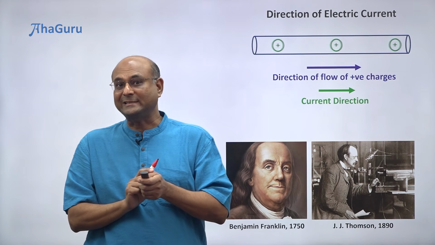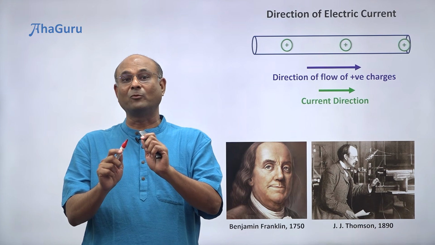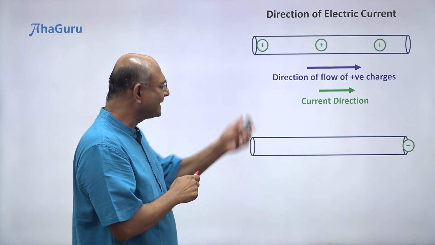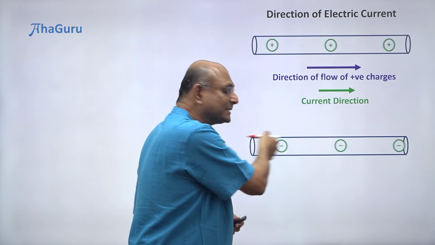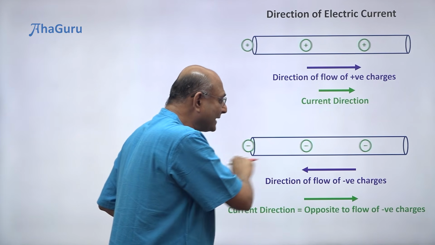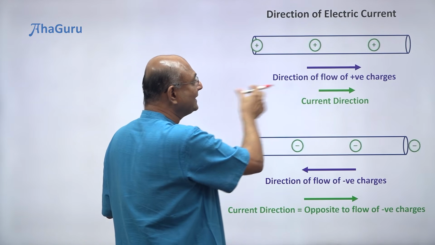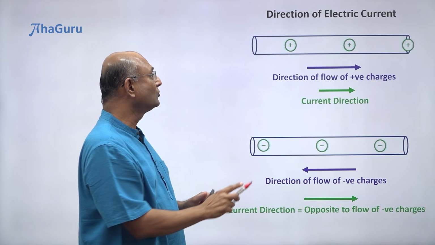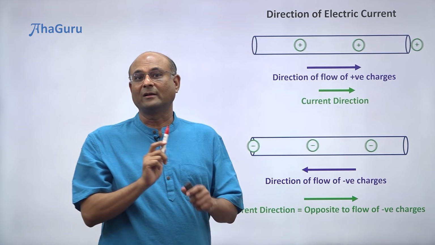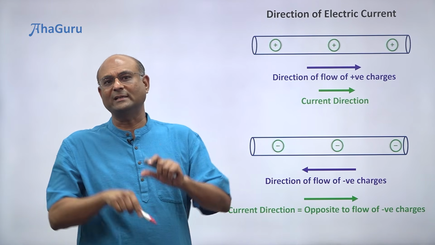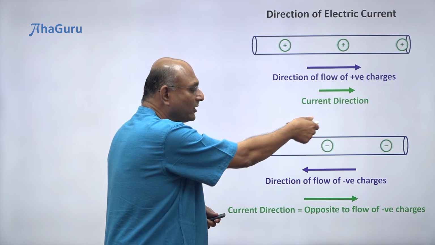But unfortunately, he had made a mistake. 150 years later, J.J. Thomson found out that the actual charges that are moving was the negative charge. But it doesn't matter because the negative charges are moving like this, and if the negative charge is moving like this, it turns out that the current is still in the same direction. So Benjamin Franklin's definition of the current direction still stands. So still we use the idea that positive charge movement direction is the current direction, though we now know that in most wires, in most cases, it is the negative charges that are moving, but they are moving in the opposite direction.